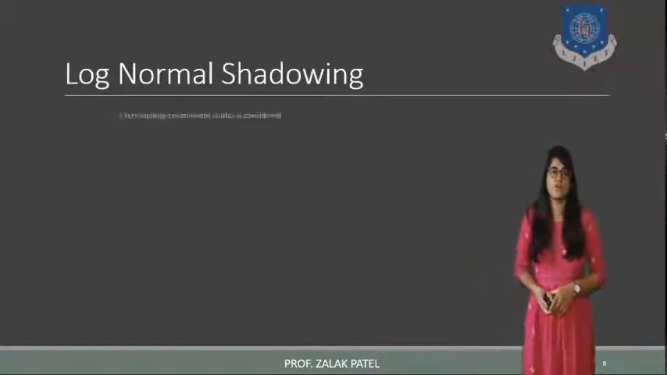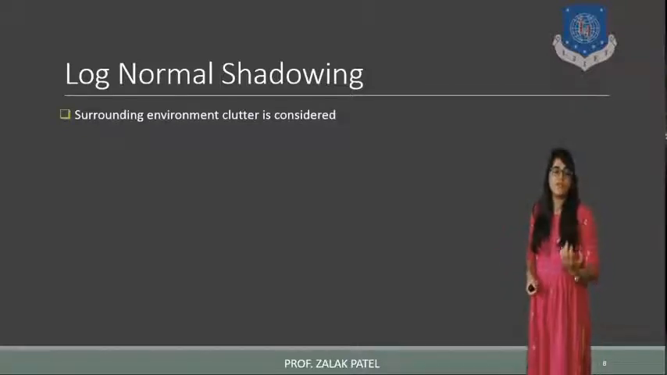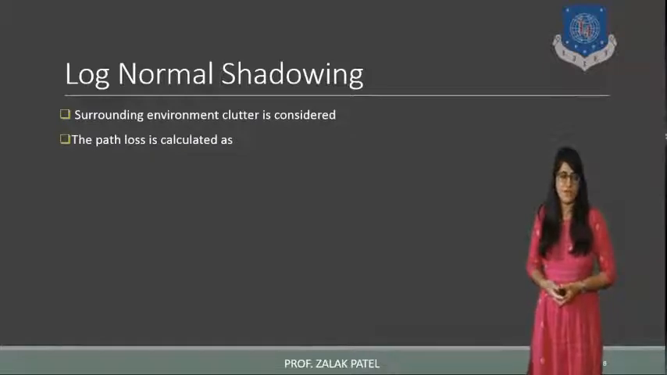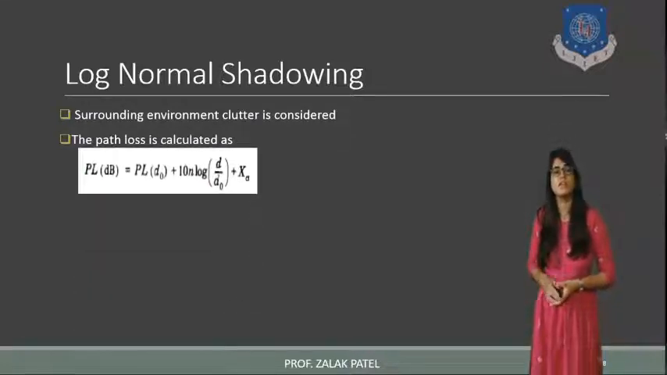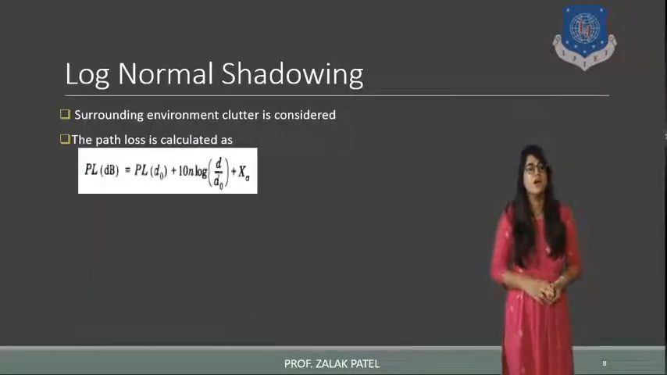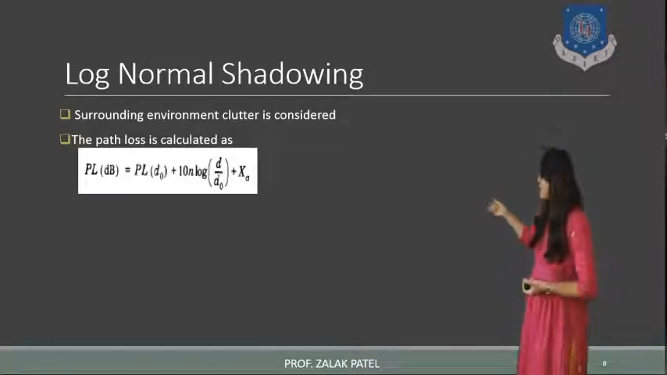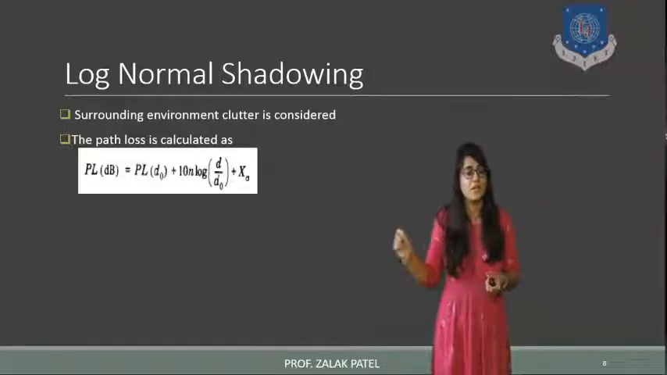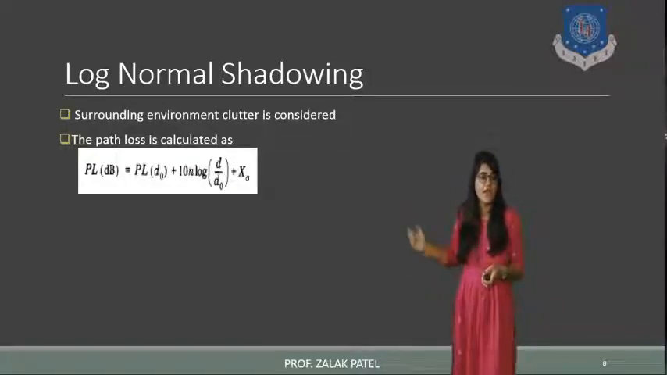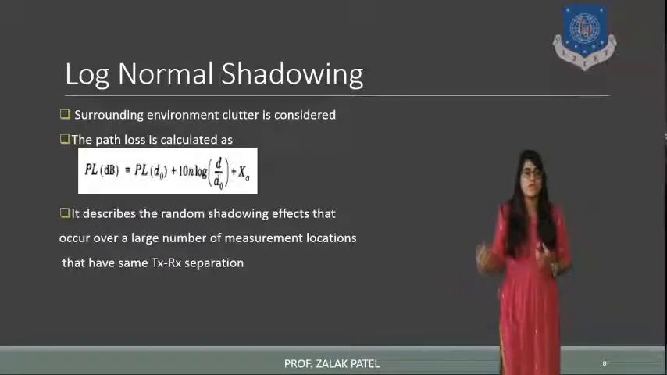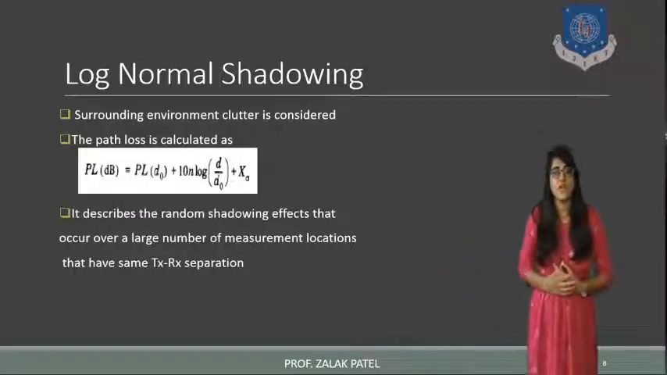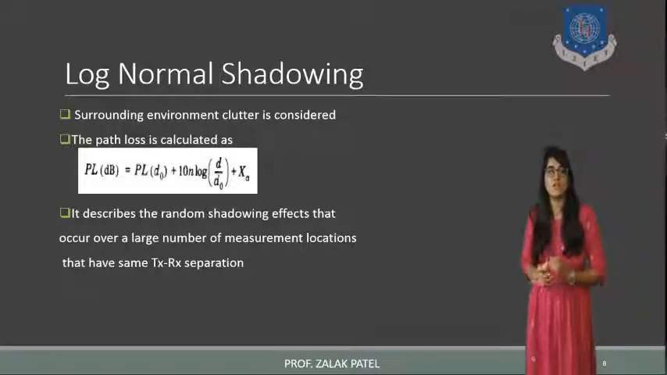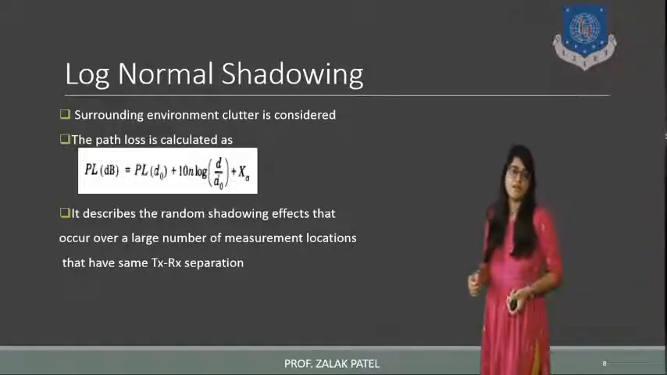Next one is the normal shadowing. It will matter when surrounding environment clutter is present, and here again we need to calculate the path loss, given the same as we have done for the previous case, but here the thing that is changed is X sigma. Here it describes the random shadowing effect that can occur due to the large number of measurement locations between the transmitter and receiver side.